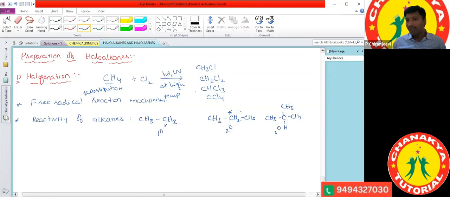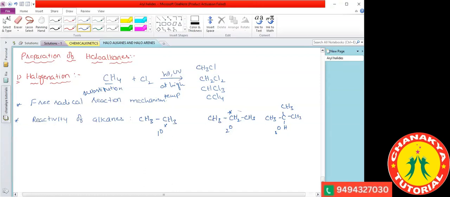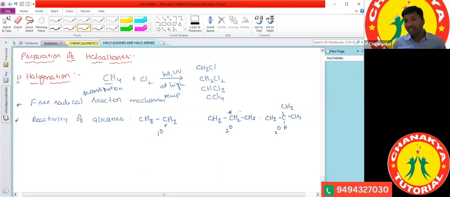Now, what is going to be replaced? Hydrogen. First we have to find out the reactivity of the hydrogen. Here 3 hydrogens are there: primary, secondary, tertiary. Which hydrogen is more reactive? The third one? Very good. So tertiary is more reactive than secondary, and secondary is more reactive than primary. Reactivity of hydrogens: tertiary hydrogen is more reactive than secondary hydrogen, and secondary hydrogen is more reactive than primary hydrogen.